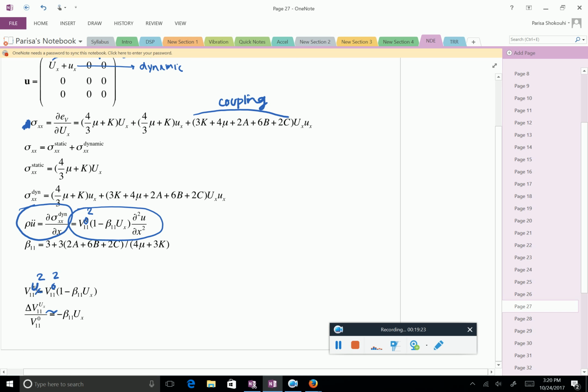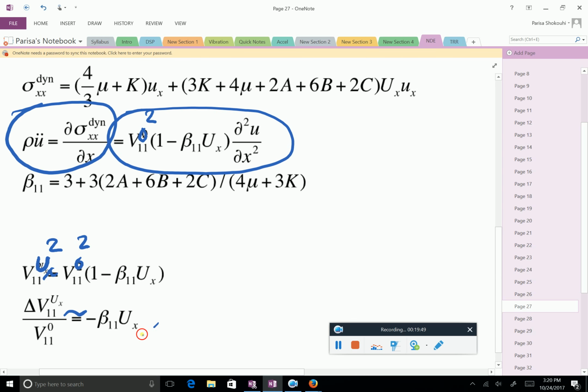And then from here, you can approximate the square, you bring it to one side, and you can see that it tells you that the change of wave velocity in this direction with respect to the original wave velocity is proportional to the quasi-static strain. So that's where I wanted to get to, basically this relationship after all of that.